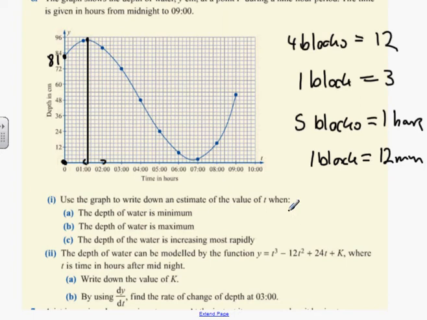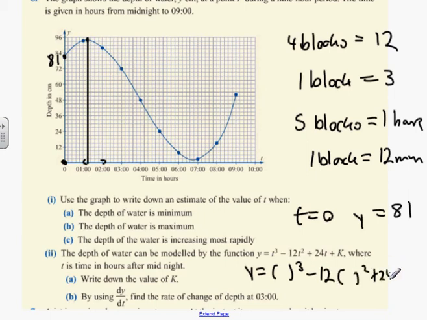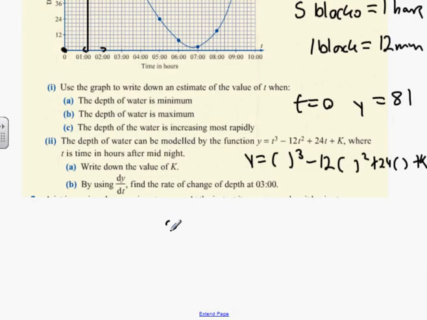81. When t equals 0, the y value equals 81. Would everybody agree with that? Because that's 0, 81. So what you do here is replace all the t's with zeros. So y equals something cubed minus 12 times something squared plus 24 times something plus k. The y value is 81. The t value is what, guys? 0. What's 0 cubed? 0. 12 times 0 squared? 12 times 0. 81 equals k. Therefore k equals 81.